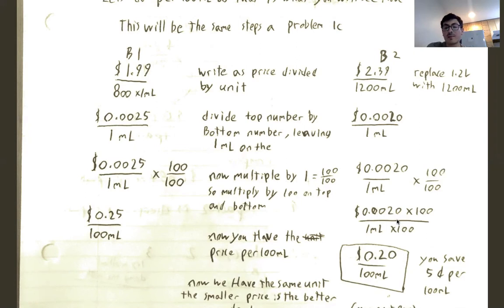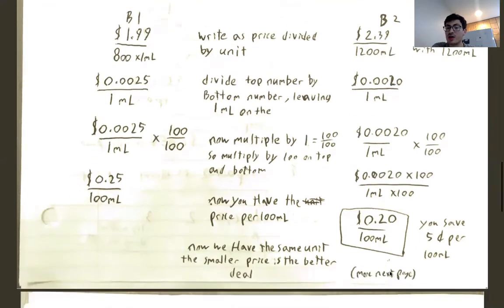So multiplying the top by 100, I get $0.2 or 20 cents per 100 milliliters. So now we want to look at the unit price. And now that we have the same unit, we can just look at the dollars. What has the lowest number for the dollar unit will give us the cheapest price. So we see that with bottle 2, we're actually going to save 5 cents per 100 milliliters. So bottle 2 is the better deal.